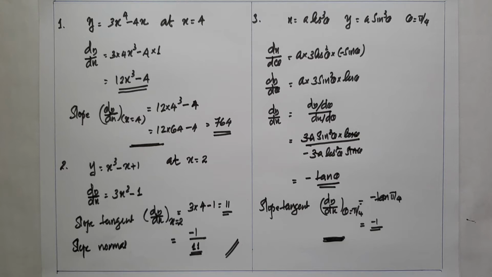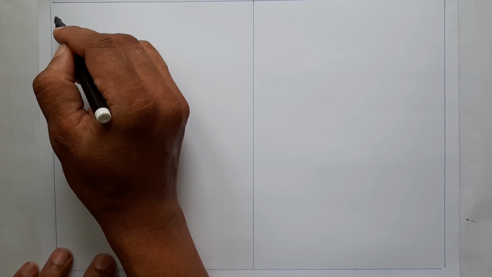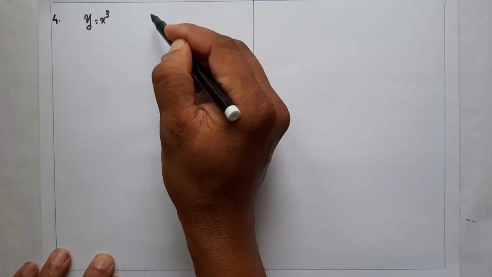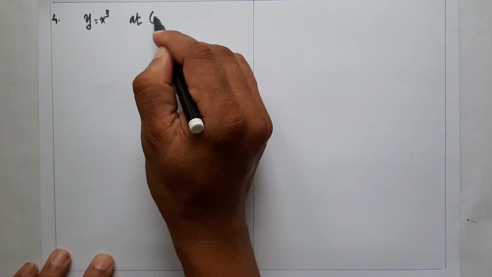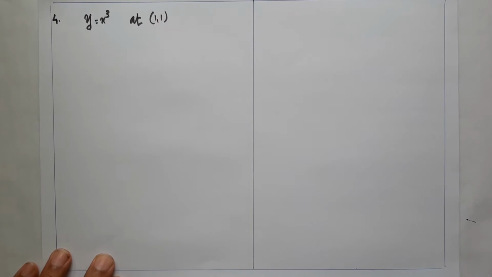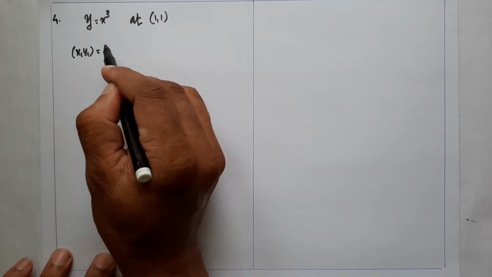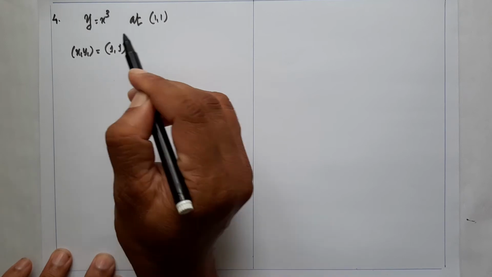Now we discuss some problems to find the equation of tangents and normals. First question: find the equation of tangent and normal to the curve y is equal to x cube at 1, 1. Here x1, y1 is already given, that is 1, 1.